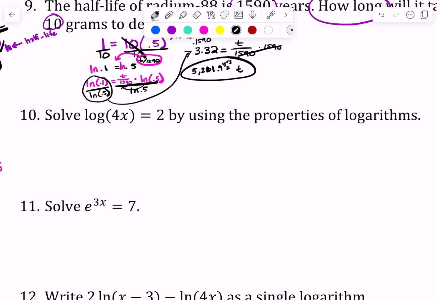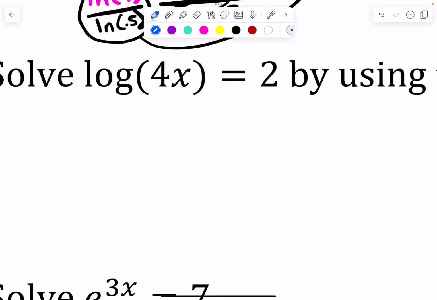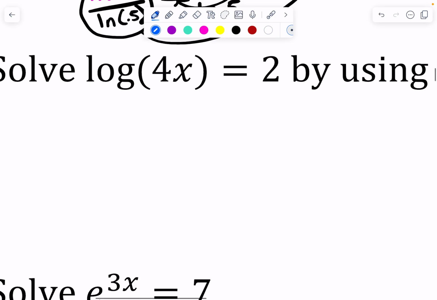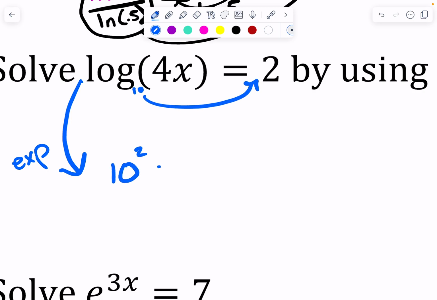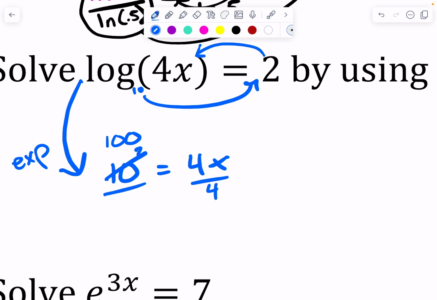Solve this by using the properties of logs. My brain doesn't think in log world, so I do all the algebra I can, and then I switch it to an exponential function. Is there any algebra I can do first? I cannot divide this 4 over because he is stuck inside of there, so I'm just going to switch to an exponential function. I do not have a base here, which means the base is 10. And this becomes 10 to the second power equals 4x. 10 to the second power was 100, and then I'm going to solve for x by dividing by 4, and that is 25. That's all.